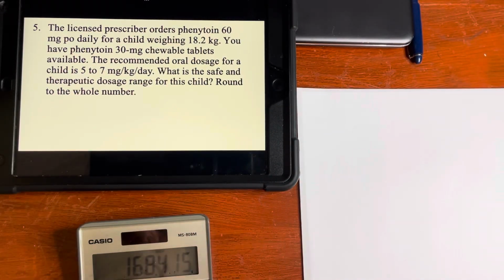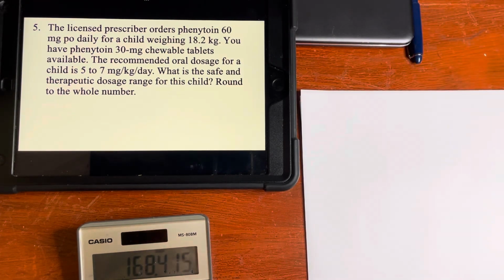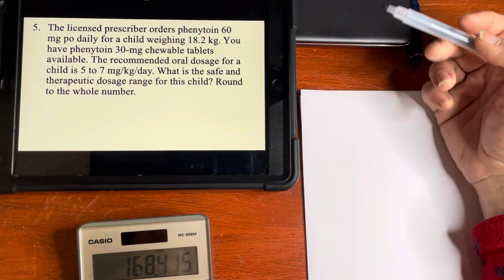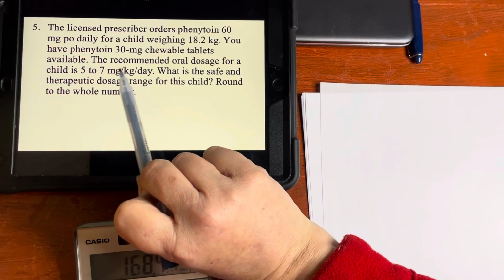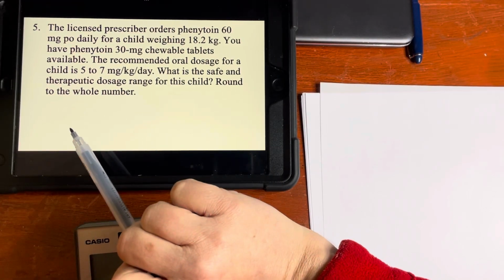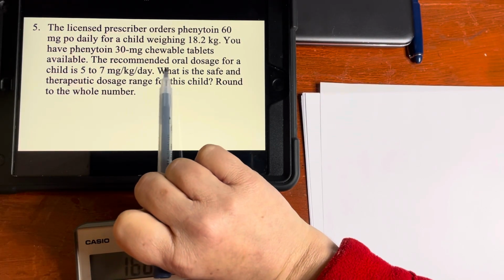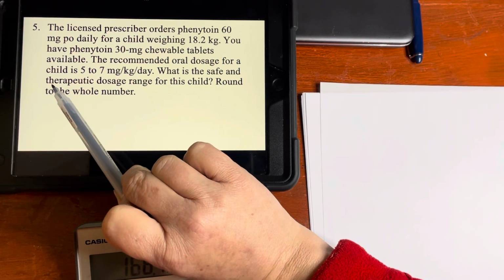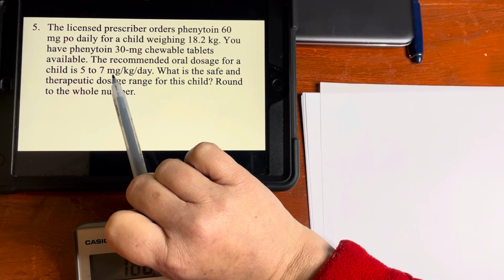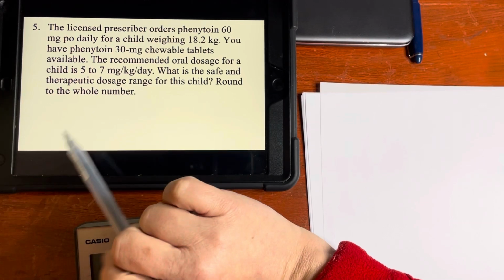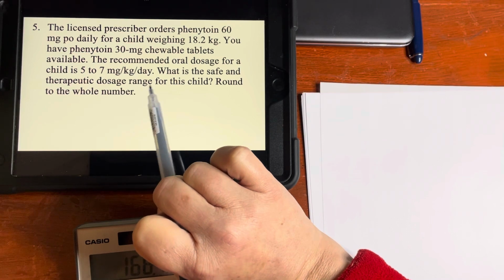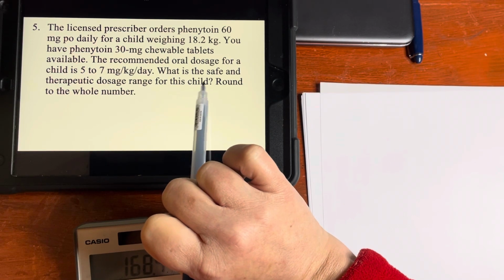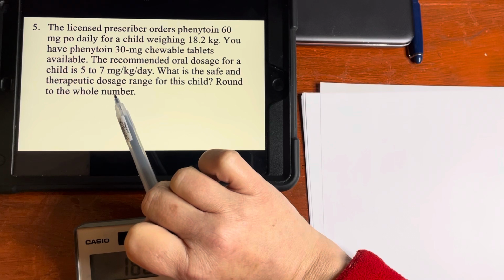All right, here's the next one. A licensed provider orders phenytoin 60 milligrams PO daily for a child weighing 18.2 kilograms. And you have phenytoin 30 milligram chewable tablets available. The recommended oral dose for a child is 5 to 7 milligrams per kilogram per day. What is the safe dose and therapeutic range for this child? Round to the whole number.